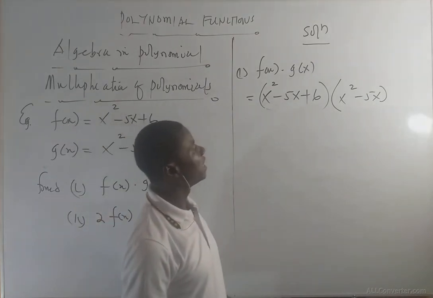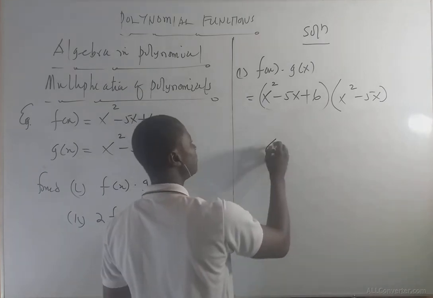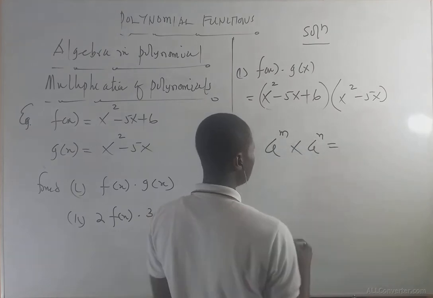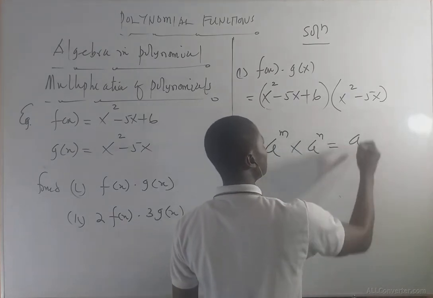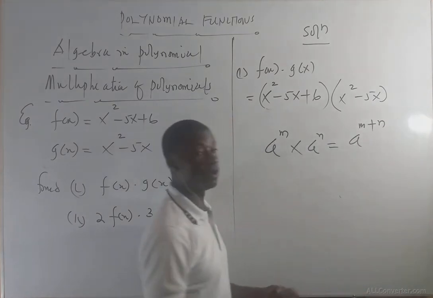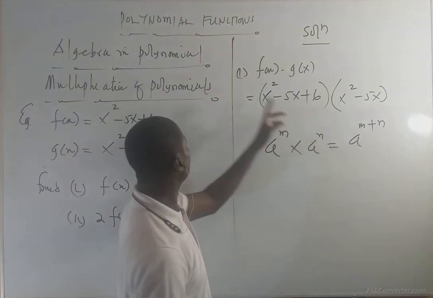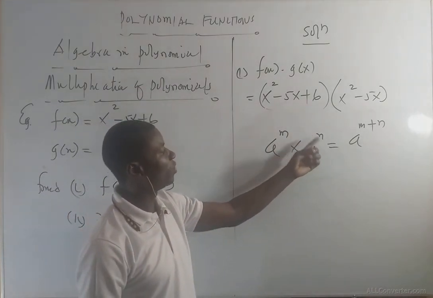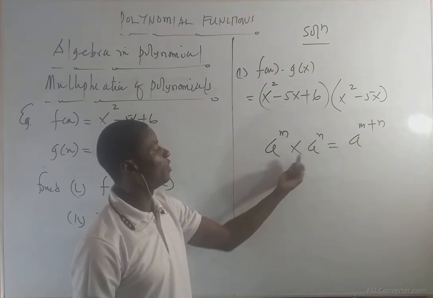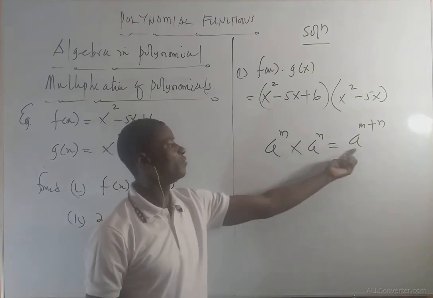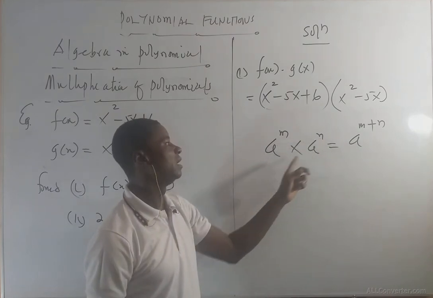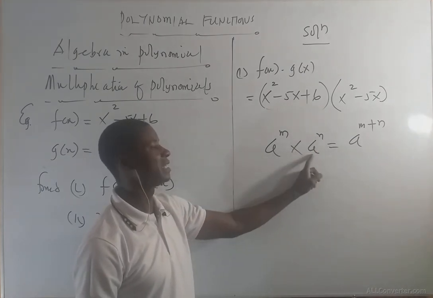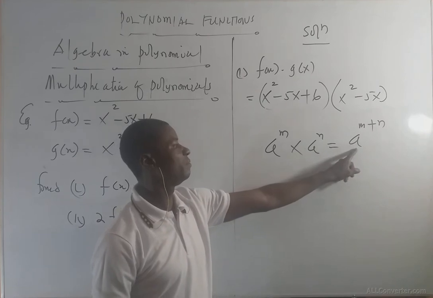But take note that from the first law of indices, we said that if you have two numbers or variables of the same base multiplying, you keep one of the bases constant and you add the exponents together. This is what you are going to use when we are dealing with multiplication of polynomials. So you have a exponent m times a exponent n. Because the bases are the same, in simplifying this, we keep one of the bases constant, then we add the exponents together. The exponent of the first expression is m, that of the second is n.